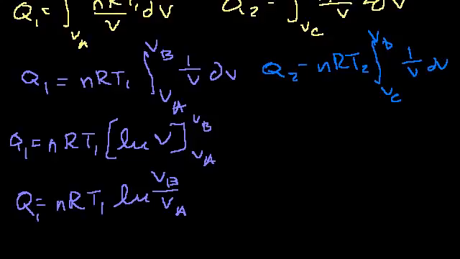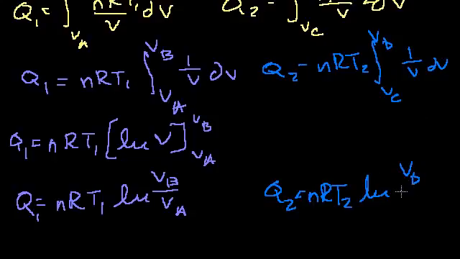Now, the same logic, q2 is going to be equal to what? q2 is going to be equal to nRt2. Now, the only difference with this integral is where I had vb, now I have vd. So now it becomes natural log of vd, and where I had va, now I have vc. So over vc. All right.